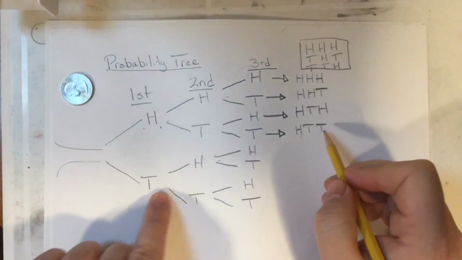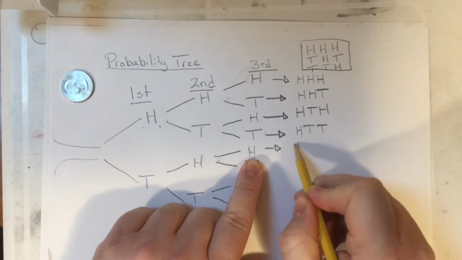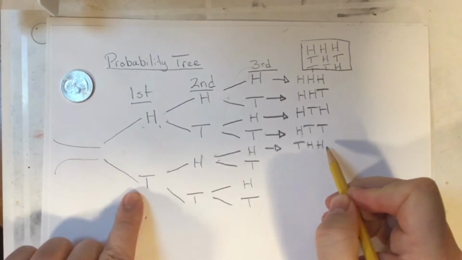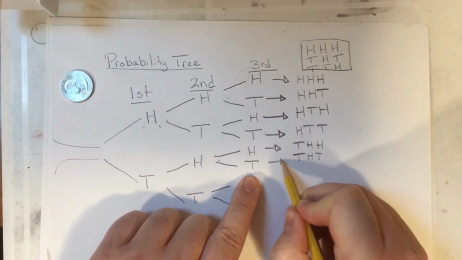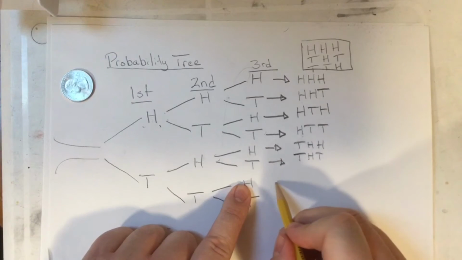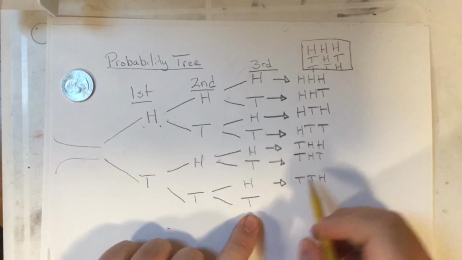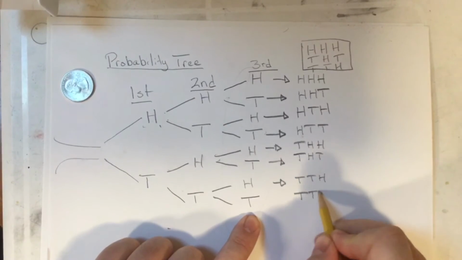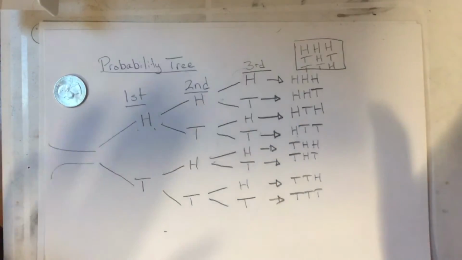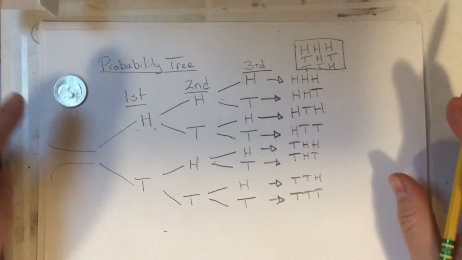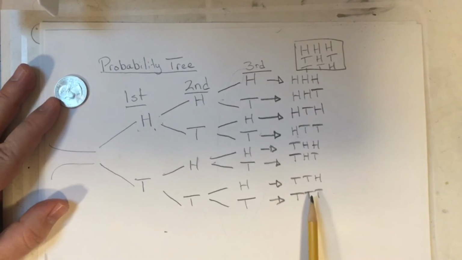And this one is tails, heads, heads. Follow the branches. Tails, heads, tails. Tails, tails, heads. Tails, tails, tails. And now I have all the possible combinations, and I don't have to wonder that I'm not missing any because I can follow each of the branches as they work their way through.